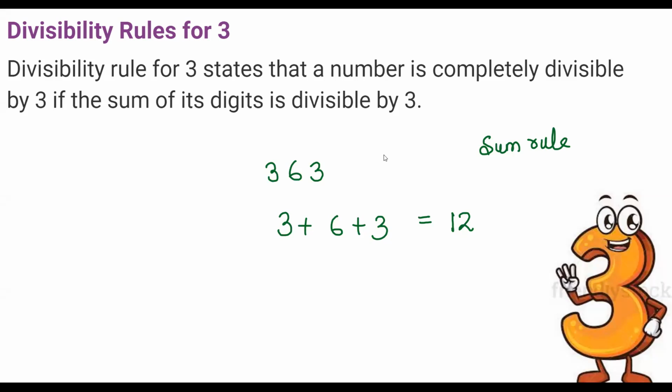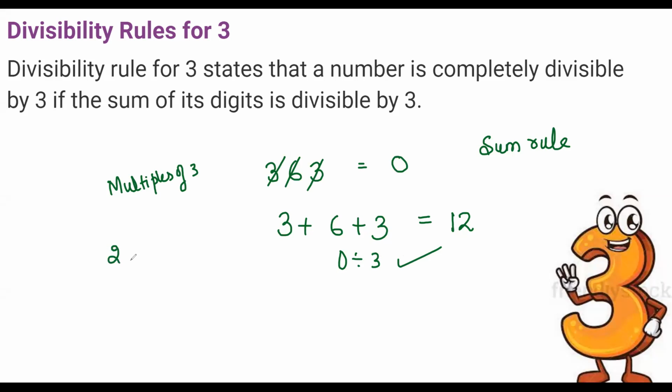So instead of doing the sum rule, what I suggest is easier: cut all the multiples of 3. Like 3, 6, 3. All get cancelled. We got 0. Is 0 divisible by 3? Yes. So the number will be divisible by 3.